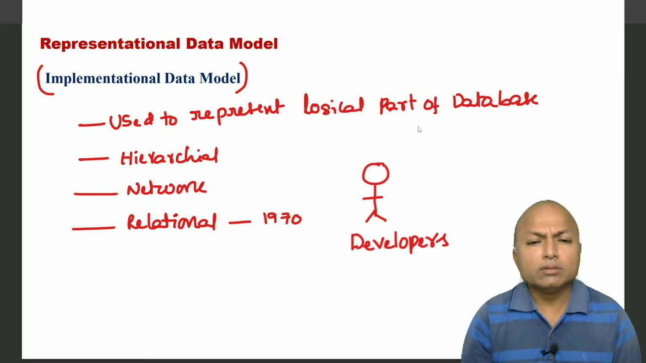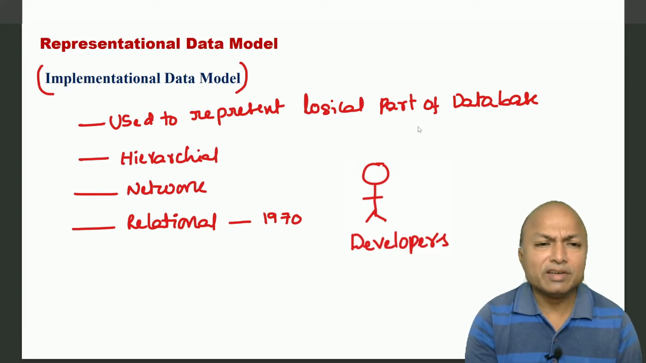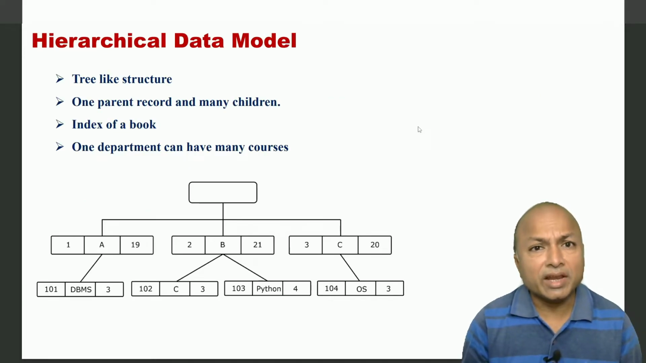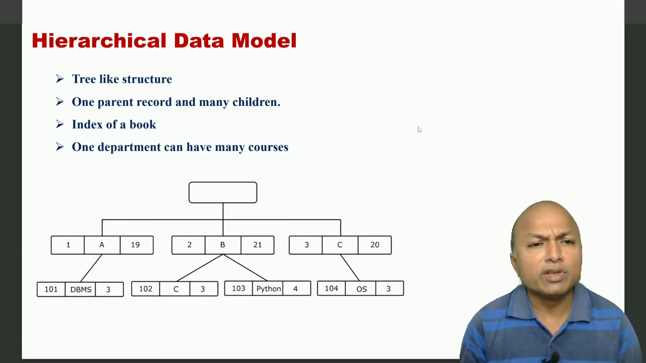The relational model came in the year 1970. Before that, we used hierarchical and network models. We will discuss them in detail. Let us consider the hierarchical data model. It's a tree-like structure. You can visualize it here.